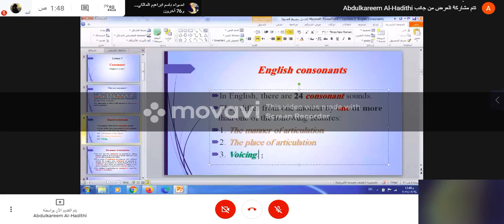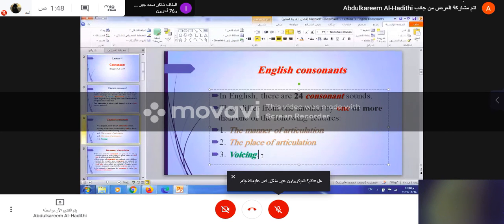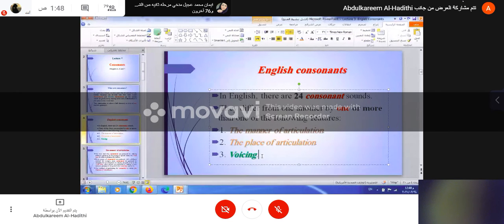Let us compare it with the sound at the beginning of the word zero. In this sound there is a vibration of the vocal folds or the vocal cords. What does this mean? This means that some sounds are produced with voice and they are called voiced sounds, and some sounds are produced without voice, and these sounds are called voiceless. Now, let us deal with these 3 points one by one.